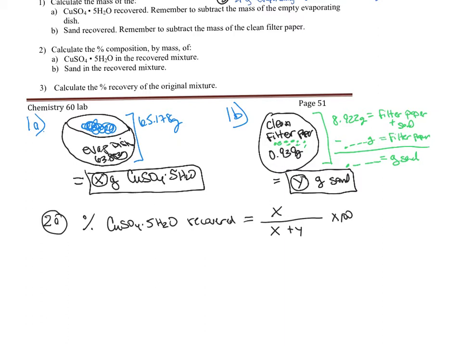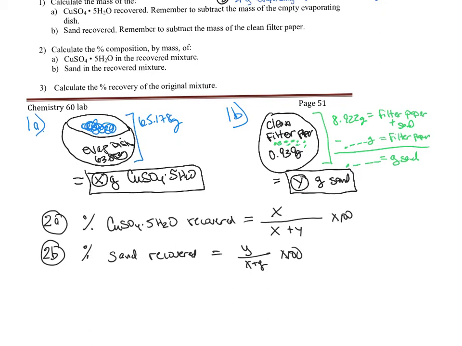Write this out one step at a time. Show all of your work. Every single number should have a unit. Okay. When you get your percent, the units of grams will cancel, so your final answer will be in percents, and you need to report your answer with the correct number of significant figures. 2B, the percent sand recovered. So that will be our Y divided by X plus Y times 100. Remember, X is the number you got from 1A, 3 digits past the decimal in units of grams. Y is the number we get from 1B, 3 digits past the decimal, units of grams.